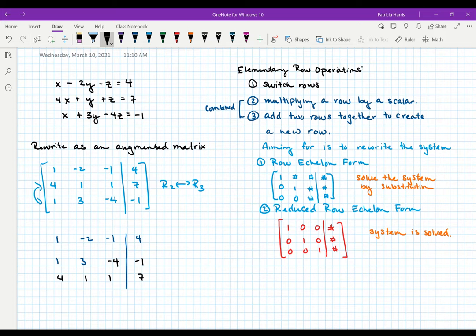Okay, so I just literally flipped the rows. Okay, so now what I want to do is go for row echelon form, which means this 4 has to turn into a 0. So what I'm going to do is multiply row 2 by a -4 and then add it to row 3, and that's going to give me a new row 3.